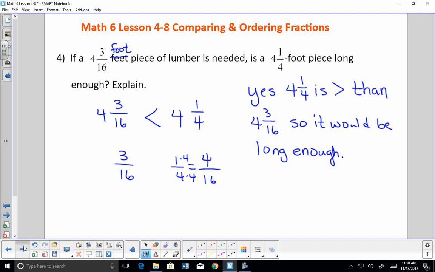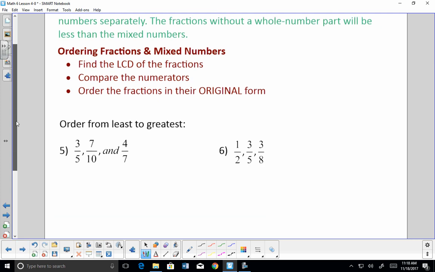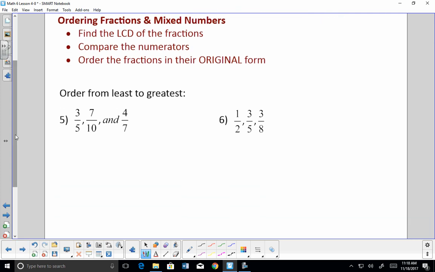When you order fractions and mixed numbers, compare the two types of numbers separately. The fractions without a whole number part will be less than the mixed numbers, so it'll be easier to compare. So when you're ordering fractions and mixed numbers, find the least common denominator of the fractions. Compare the numerators and order the fractions back in their original form. This is really important. You can't put them back in their common denominator form. You have to order them back in their original form.